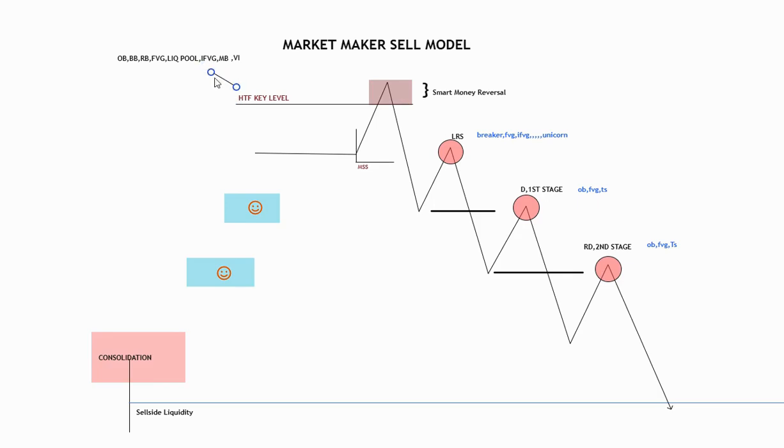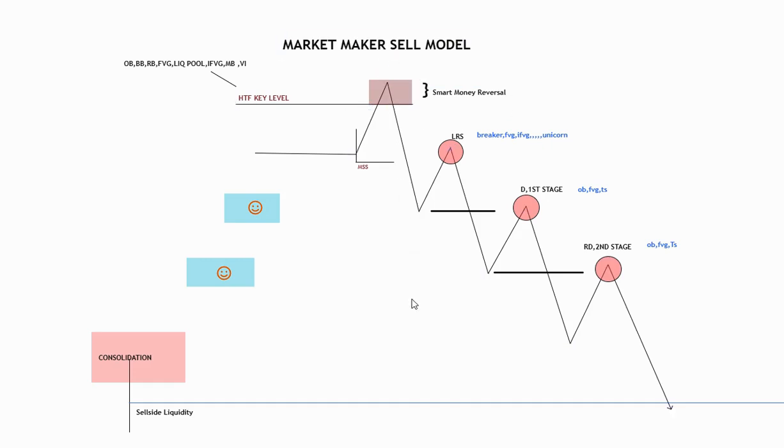This higher time frame key level, I have highlighted a few PD arrays here. It can be an order block, a breaker block, a rejection block, a fair value gap, a liquidity pool, buy side or sell side liquidity, a volume imbalance, or a mitigation block. When price has reached a key level and rejects it, causing a market structure shift, we have a higher probability of a reversal from that key level.